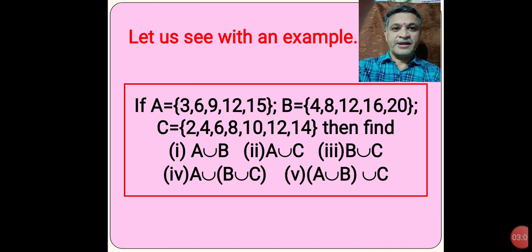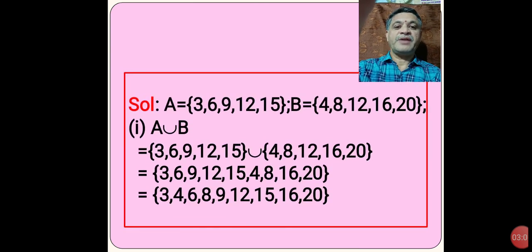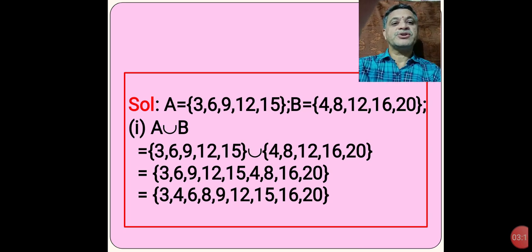So read like that. Now we are going to find the values of A ∪ B. Given A = {3, 6, 9, 12, 15} and B = {4, 8, 12, 16, 20}. Now A ∪ B is equal to, you write set A, 3, 6, 9, 12, 15, union set B, 4, 8, 12, 16 and 20. Now write the first set elements 3, 6, 9, 12, 15. Now observe the repeating elements, you don't write them, and the remaining elements you have to write.